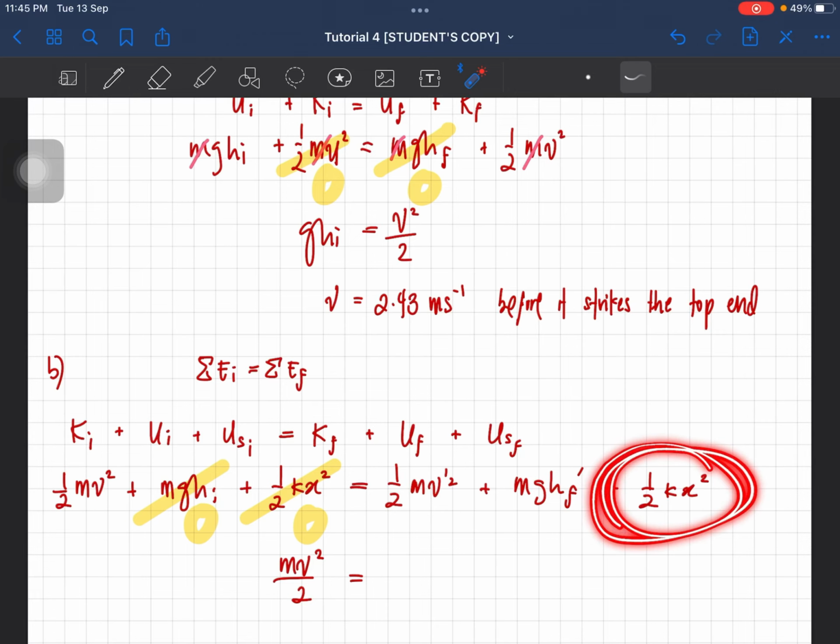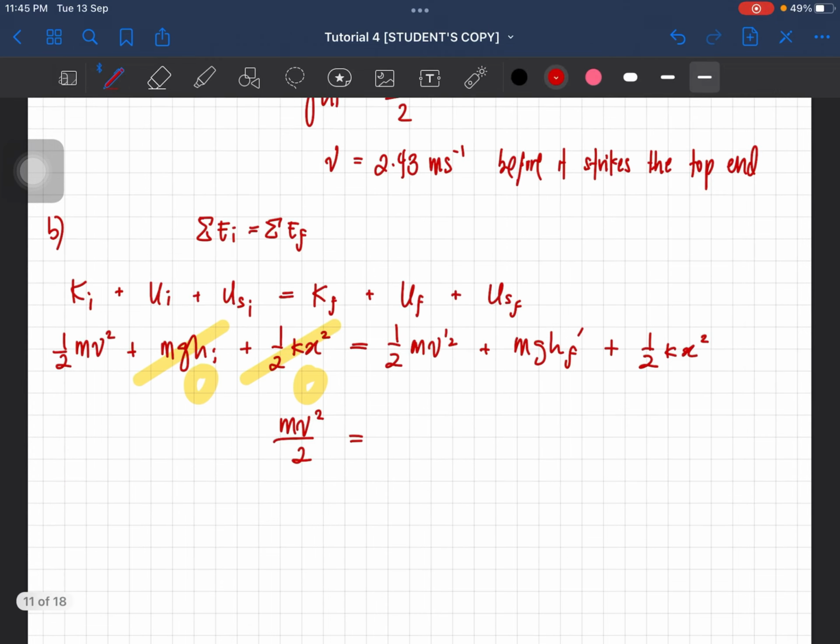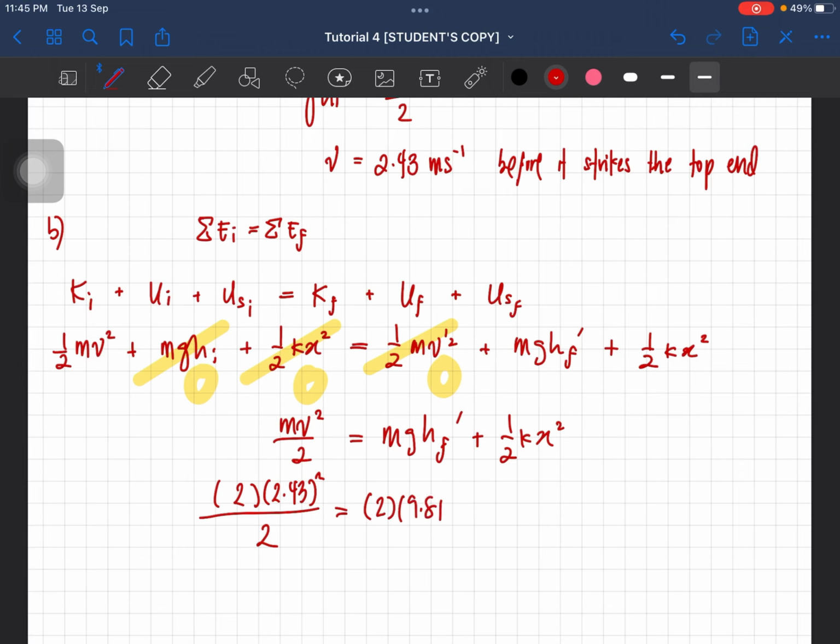What else do we need? We need this one, which of course is there. From just now we concluded there is no kinetic energy, so we are left with mgh plus half kx². From here, try to substitute. Can we cancel m? No, cannot. So m is 2, v is 2.43 squared divided by 2, this is 2 times 9.81 times negative x, plus half times 2000 times x².